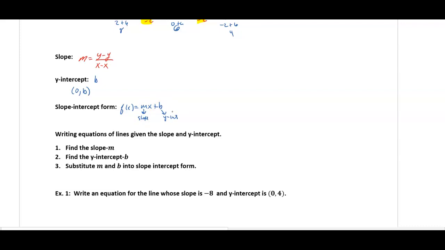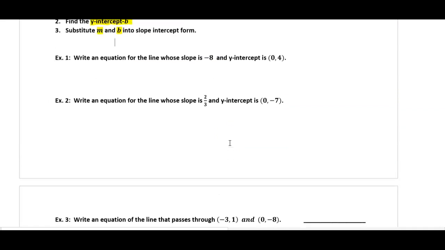So we know m is the slope, b is the y-intercept. So to write these equations of lines when you're given the slope and y-intercept, first thing you're going to do is find the slope m. Then you're going to find the y-intercept b and substitute them in to slope-intercept form. This is probably the easiest method by far.